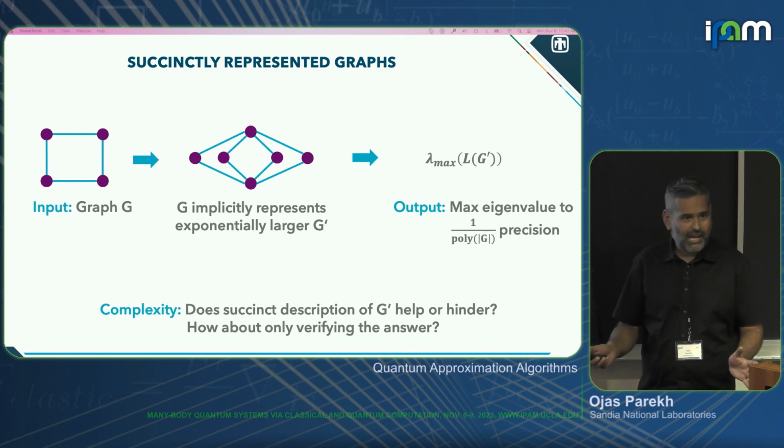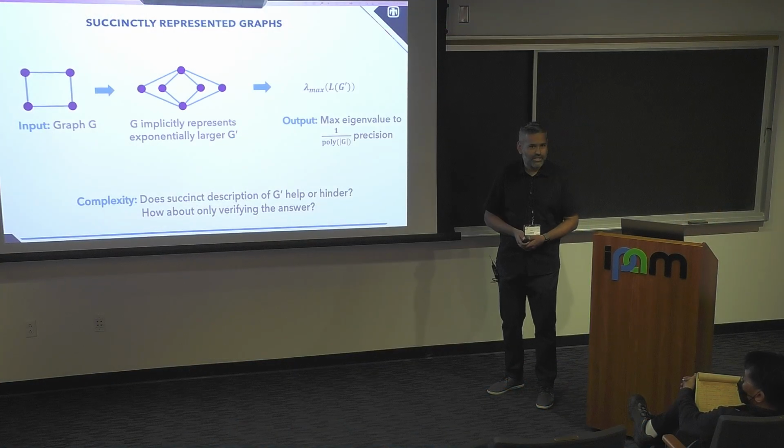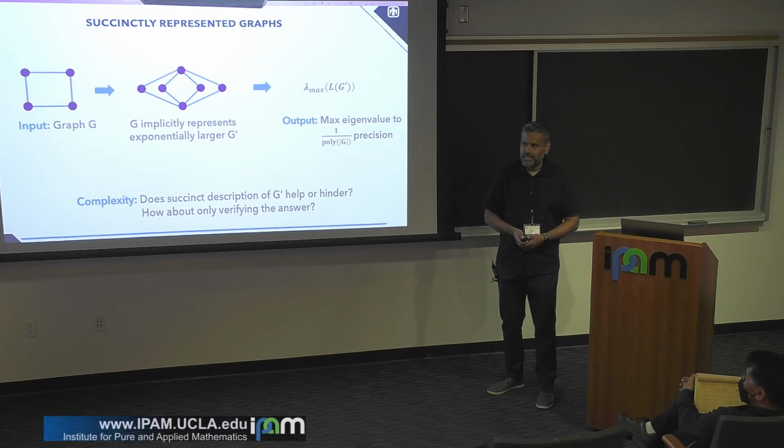So I don't know, how is this? Does this story kind of make sense about the succinct representation? Getting some nods and other things, but okay, I'll go with the nods.